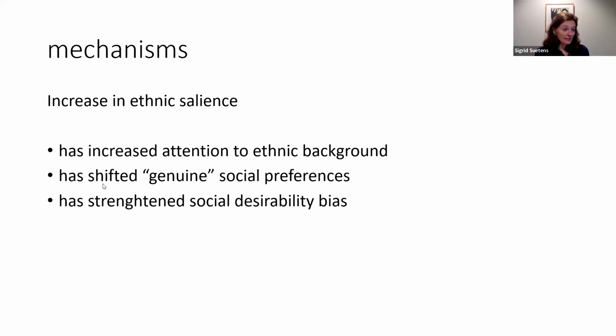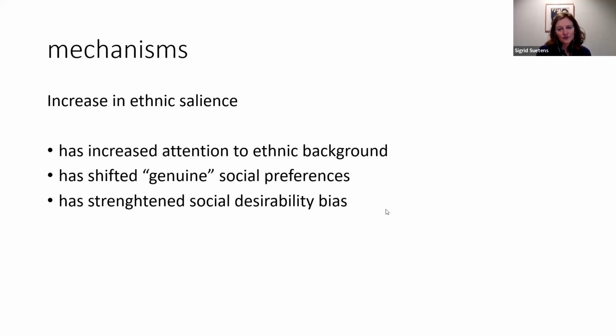The second one is that the ethnic salience has actually changed social preferences, and people really got more pro-social towards these specific minority groups. The third interpretation is that it has strengthened social desirability bias. Okay, so let me now show you a range of things that we do in order to discover what is the more plausible mechanism.